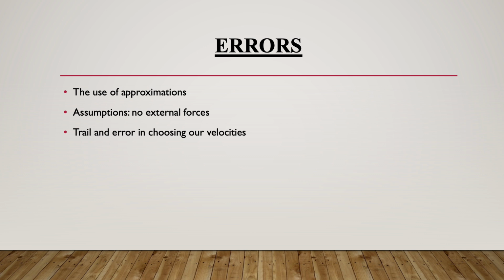Some possible errors we may have encountered would be the use of approximations. Since we're just using a simulation, it won't actually represent the reality of what a black hole would actually do or a mass orbiting a black hole. And then some assumptions we've used is there's no external forces, which would greatly impact our calculations, as there's going to be air resistance as the planets are moving. And then finally, we have trial and error in choosing our velocities. So in order for the code to work, we had to choose many different velocities. Some would work, some wouldn't, and then we chose the final one, which isn't very realistic.